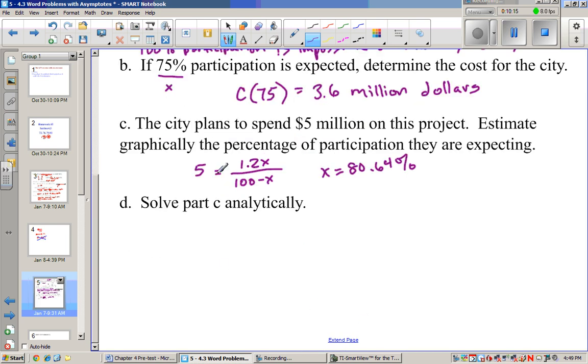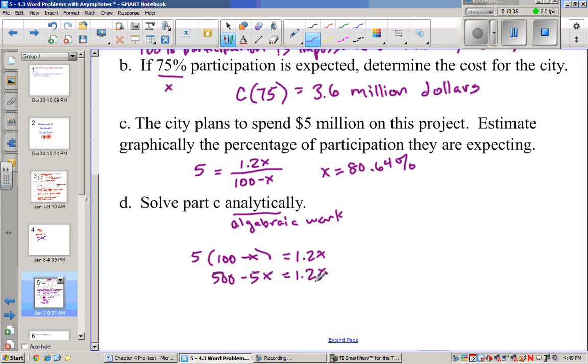All right, our last step, it says to solve analytically. Analytically is another word for saying show your algebraic work. So let's do that. We're going to take this equation. First step, we'll cross multiply. 5 times 100 minus x equals 1.2x. We get 500 minus 5x equals 1.2x. Add 5x. 500 equals 6.2x.